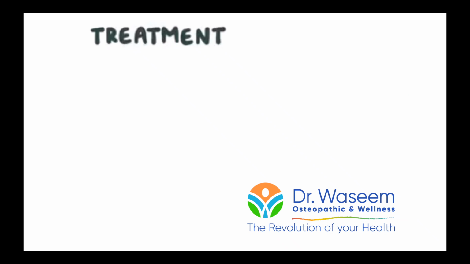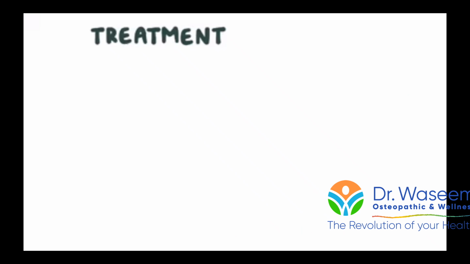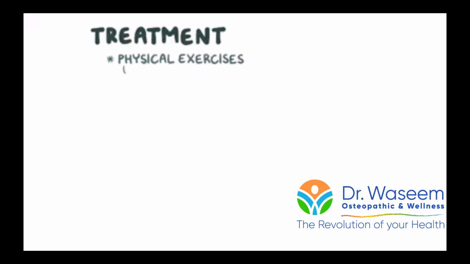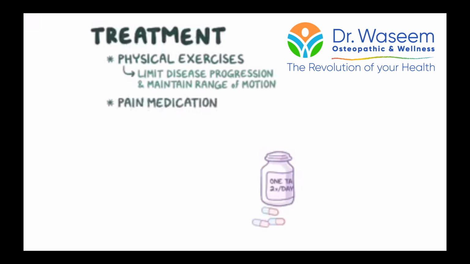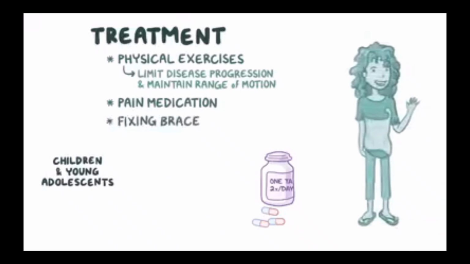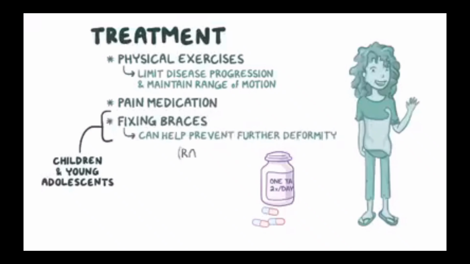Treatment of lordosis, kyphosis, and scoliosis typically includes physical exercises to limit the disease progression and maintain the range of motion, as well as pain medication when it's needed. For children and young adolescents, fixing braces can sometimes help prevent further spinal deformity. In rare situations, surgery may be needed.